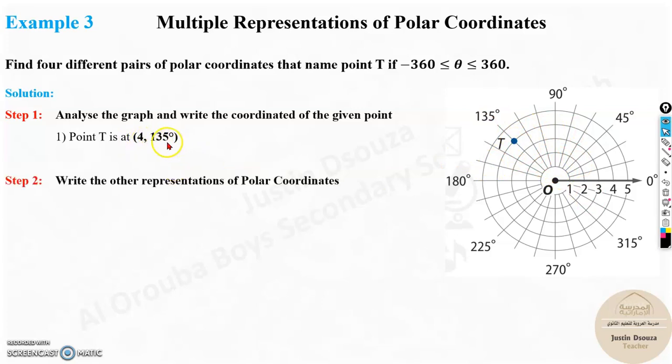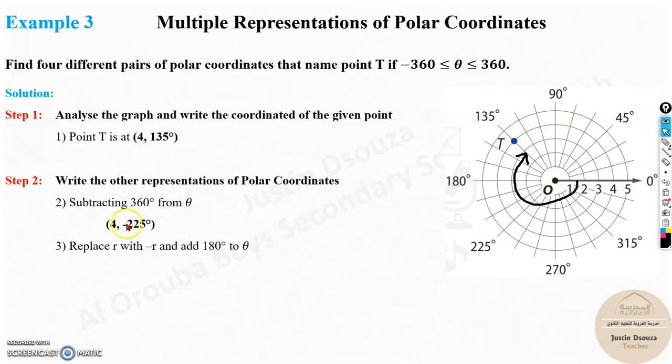Now let's consider this as r and this as theta. And then what you can do is you can subtract 360 degrees from it. So 135 minus 360 will give you minus 225, which is within this range, isn't it? So now minus 225 means something like this, and you're coming to the same point. So at 4 distance, r is 4, theta is minus 225.